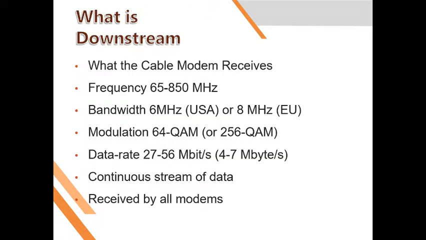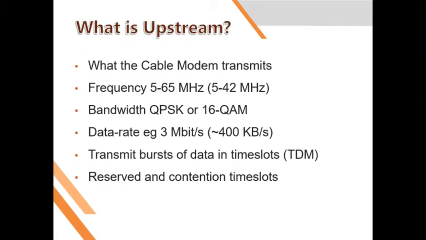Now, what exactly is downstream? It is what the cable modem receives with a frequency of 65 to 850 MHz and a bandwidth of 6 MHz used in the USA and 8 MHz used in Europe. It has a data rate of 27 to 56 megabytes. Similarly, upstream has a frequency of 5 to 66 megahertz with a data rate of 3 megabytes.